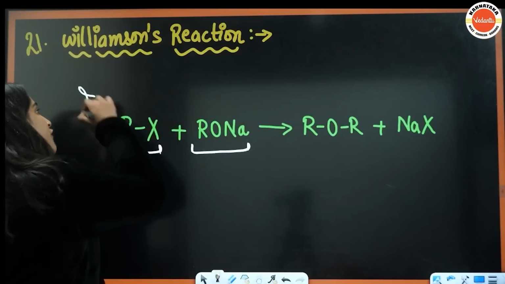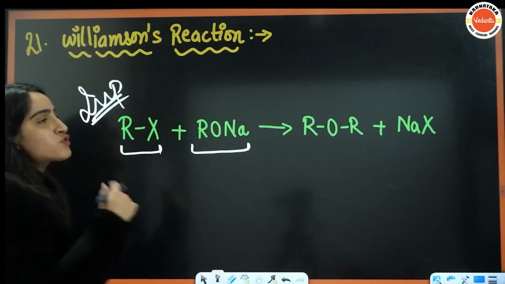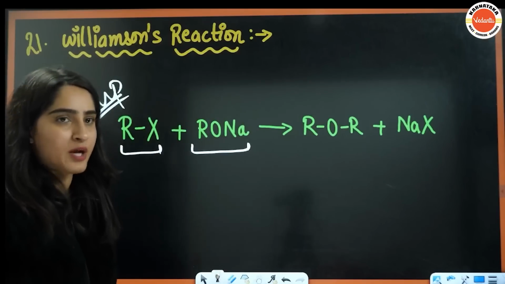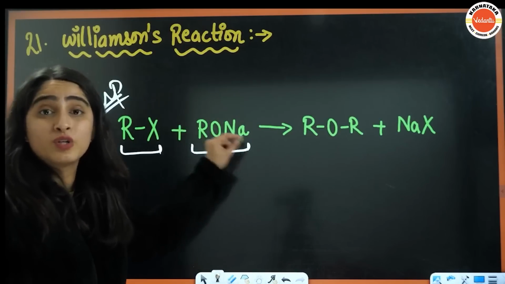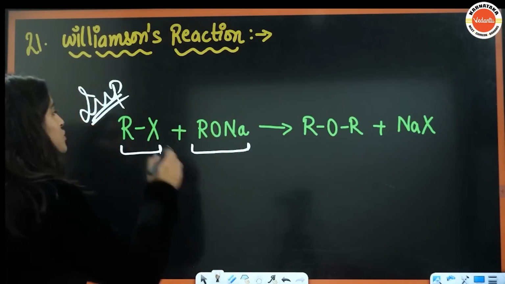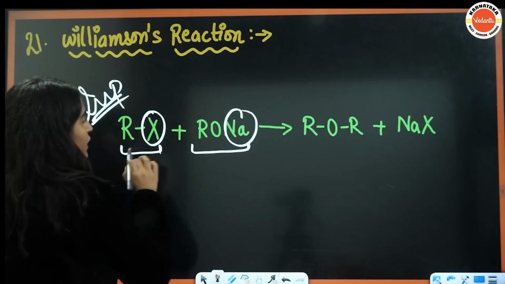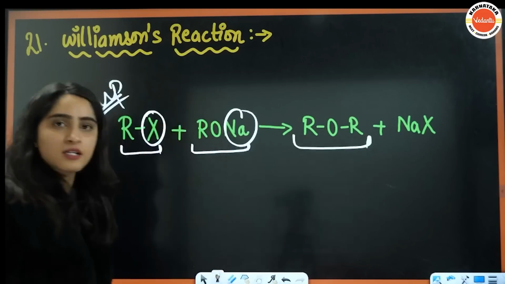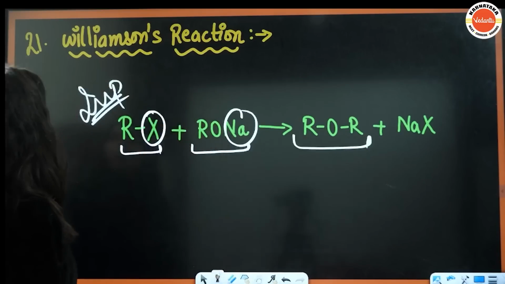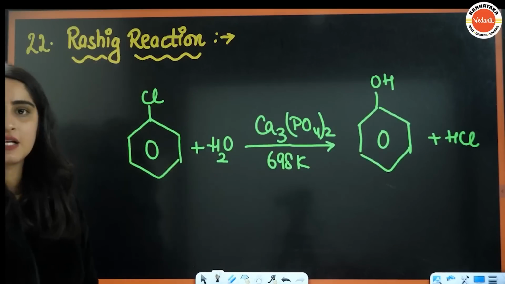This is also very, very important. With the help of so many examples, they will ask you this question. So obviously, you should do the examples of these as well, right? So this X will go with this Na, and you will have the formation of this ether, that is ROR.